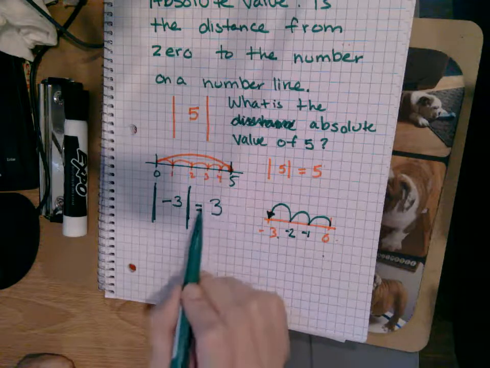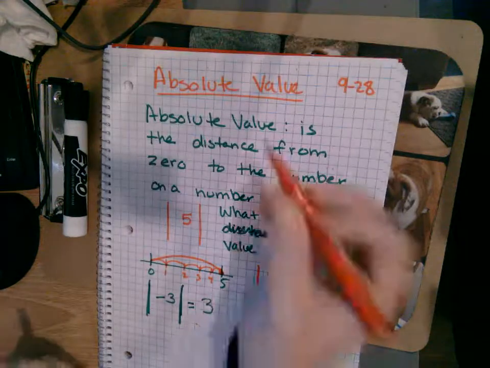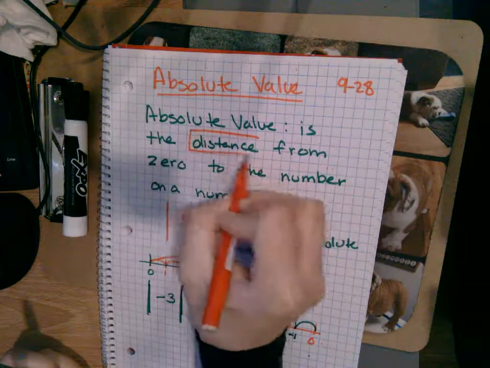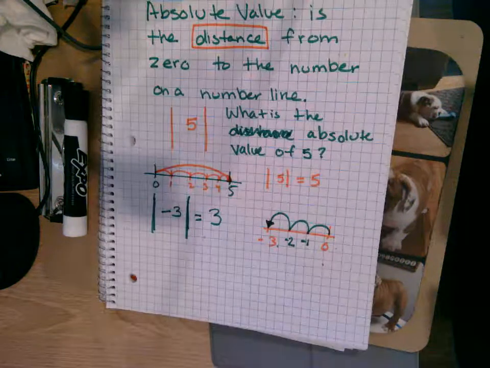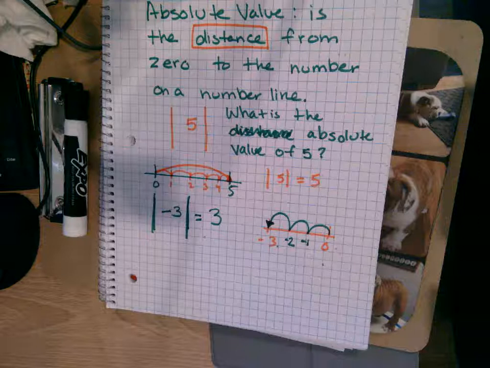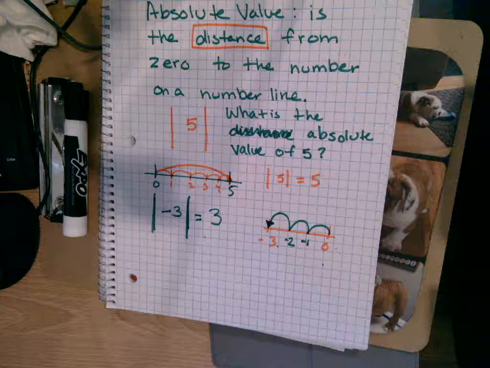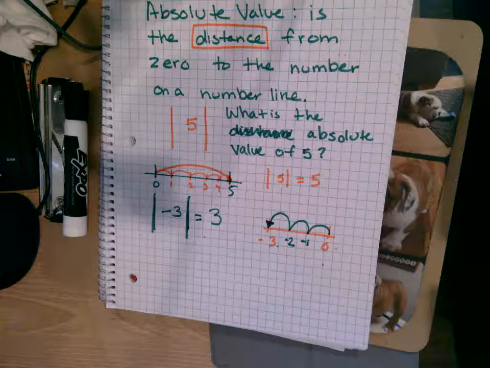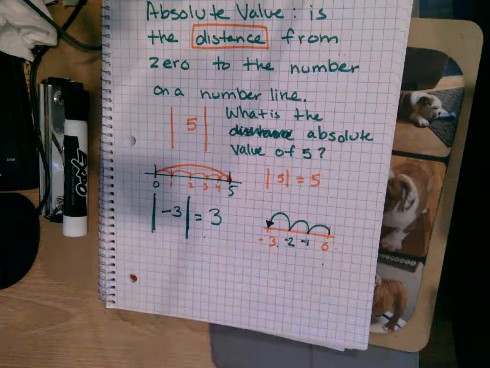My answer is positive because we are talking about a distance when it comes to absolute value. So yes, we are talking about absolute value right now. We're saying that the absolute value of -3 is 3, because to go from 0 to -3, it's 3 hops.